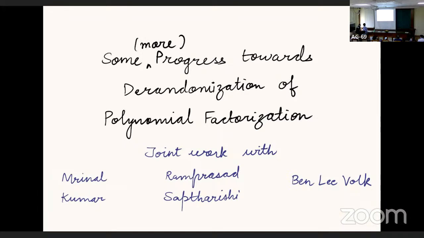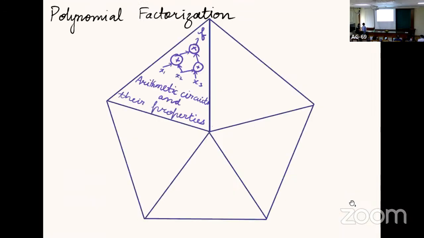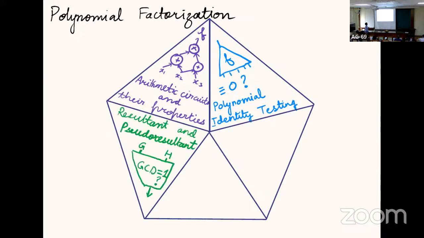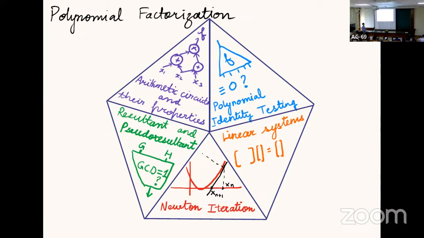So the main characters of this talk are going to be arithmetic circuits and their properties, polynomial identity testing, something called the resultant and pseudo resultants, which are things that help you check GCD conditions. Then there's Newton iteration, which some of you might have seen in calculus and so on. And then just good old linear systems. I won't go into a lot of detail about everything, but mostly these are the things that show up.